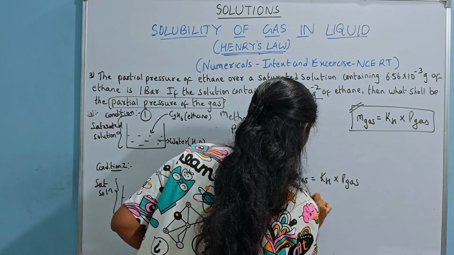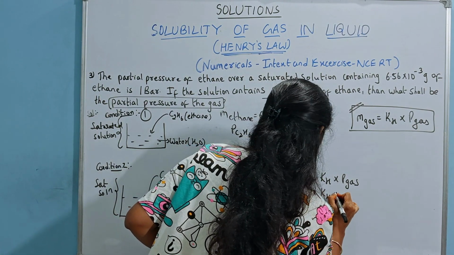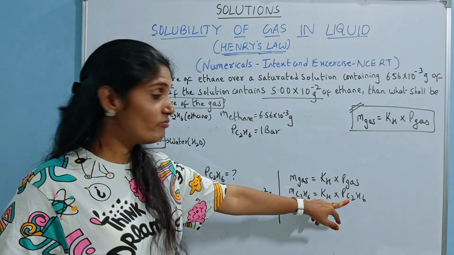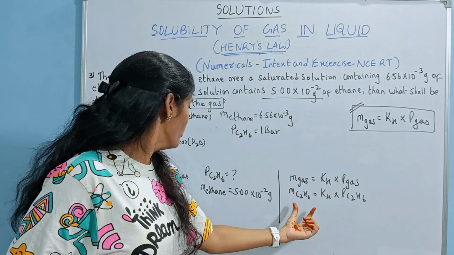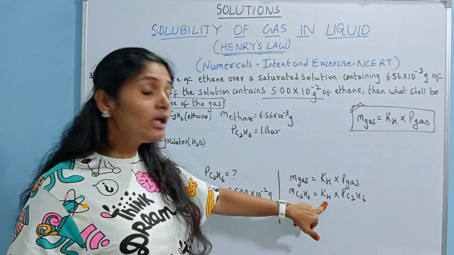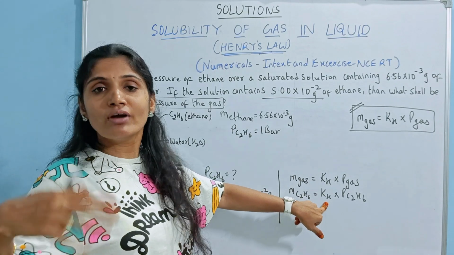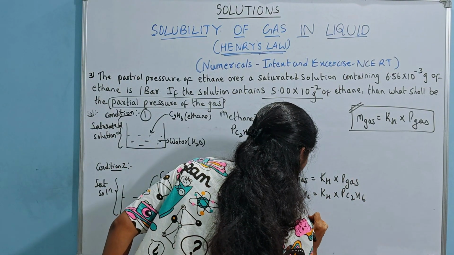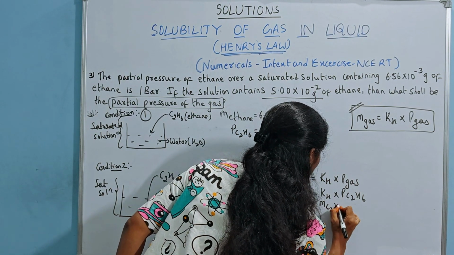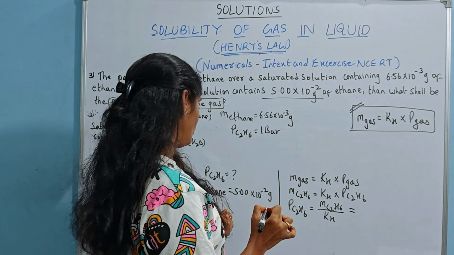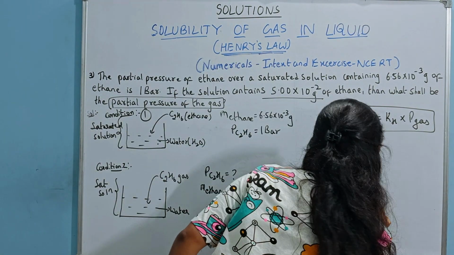So mass of ethane is equal to Henry's constant into pressure of the gas, which is ethane. Now here I have to find out the partial pressure of ethane. The mass of ethane is given in the question. If I know Henry's constant, I can easily find the pressure of ethane. Pressure of ethane is equal to mass of ethane divided by Henry's constant. Now mass of ethane is already given in the question.